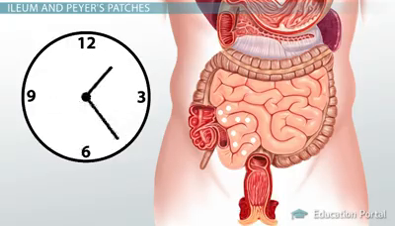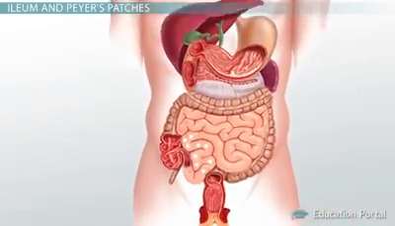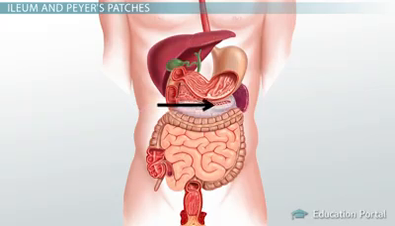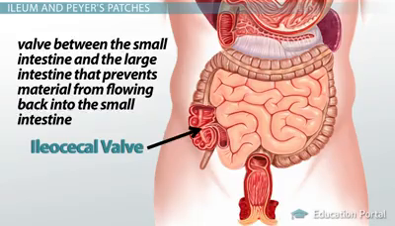It takes food approximately 3 to 6 hours to complete the twisted course through your small intestine. By the time food passes through the duodenum, jejunum, and ileum, digestion is complete and most of the food absorption has occurred. The remaining food remnant is ready to pass through the ileocecal valve, which is the valve between the small intestine and the large intestine that prevents material from flowing back into the small intestine.